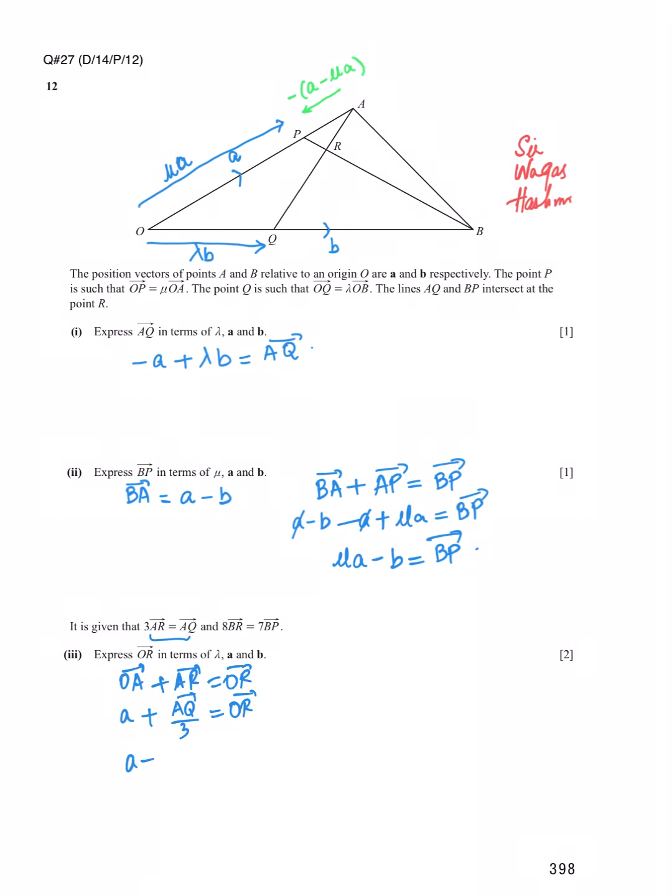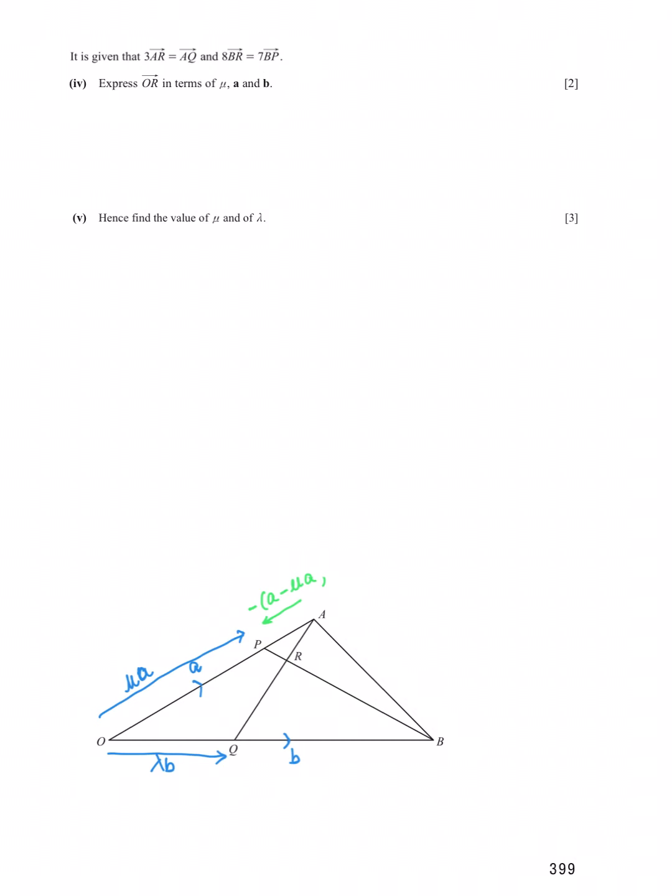We have the vector AQ which we found in the first part, so OR equals a plus (lambda b minus a) divided by 3. If you take LCM here, that will be 3, and it will be 3a plus lambda b minus a equals OR. So 3a minus a leads to 2a plus lambda b, all divided by 3, equals OR, and that is your answer.